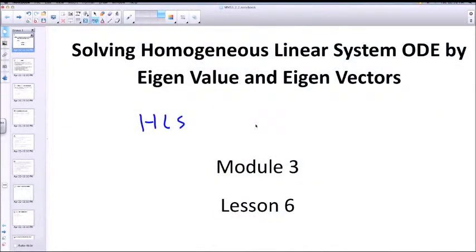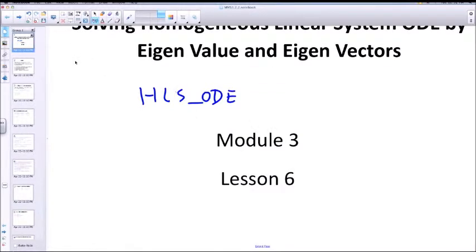Thank you for coming back, and today we are going to study the homogeneous linear system ODE. As a long name, I'm going to write it as HLS and ODE. In short, we're going to revisit the eigenvalue and the eigenvectors.